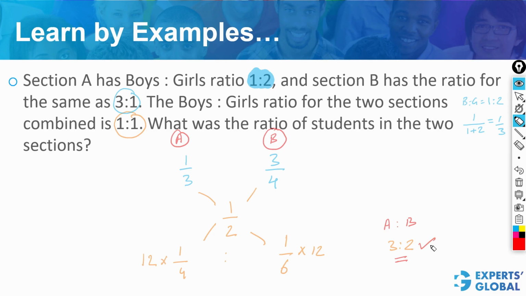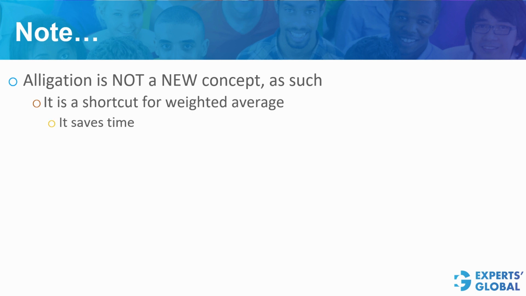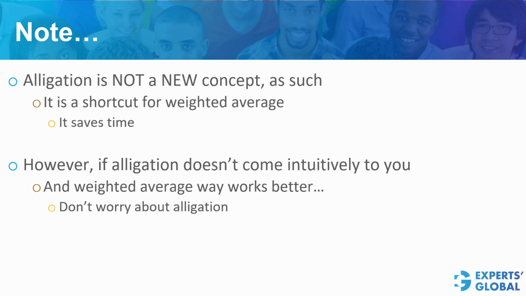That's the correct answer. Please note, alligation is not a new concept as such. It is a shortcut for weighted average. It saves time. However, if alligation does not come intuitively to you and the weighted average way seems to work better for you, then please don't worry about alligation and continue to use weighted average for solving such questions. That's totally all right.